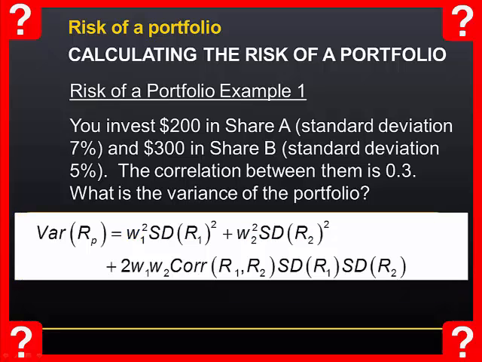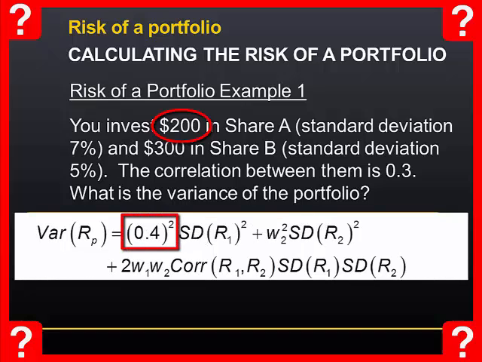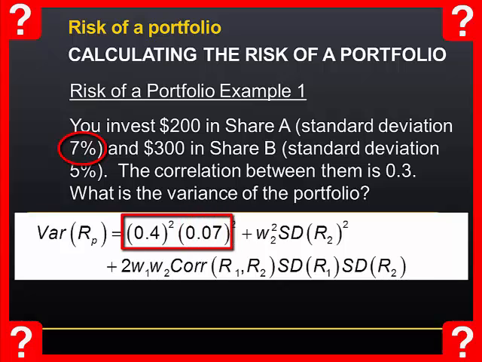Let's build up the answer step by step. The first term we need is the weighting of the first share. We spend $200 on share A out of a total of $500. So the weighting of share A would be 40%, or 0.4. The standard deviation of share A is 7%, or 0.07.